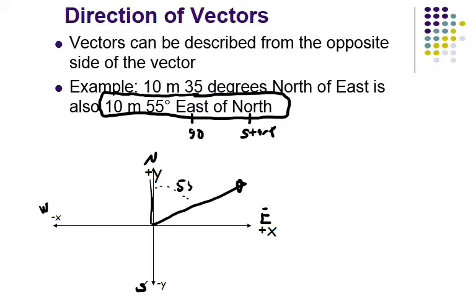So this is 55 degrees. So this is actually the exact same vector as the other one. It's just described differently. So the vector here is the exact same as we had before.